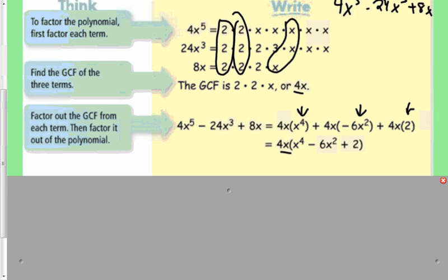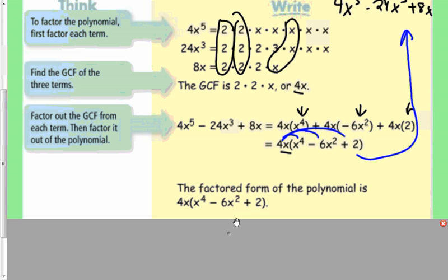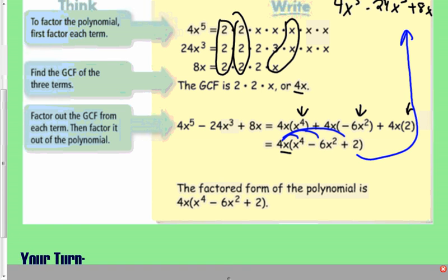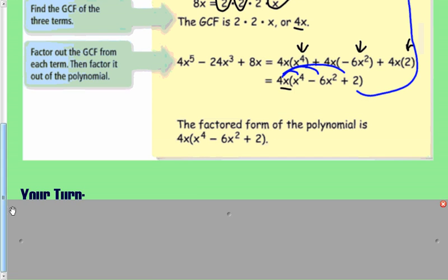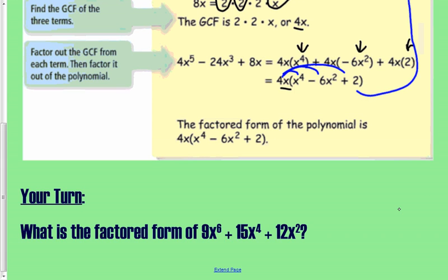And your way to check that would be, all right, well, let's do the distributive property. If we do the distributive property, would it end up back at what you started with? If it does, then you definitely did it right. So the factored form of this polynomial would be 4x times x to the fourth power minus 6x squared plus 2.